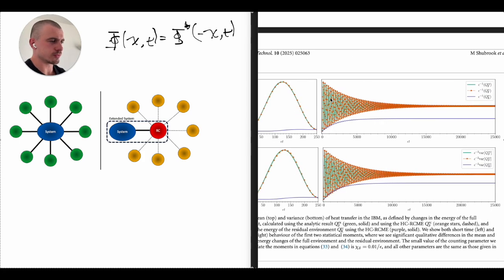So let's have a look at what's happening. Let's focus on the mean first. So the full bath definition seems to be oscillating quite heavily before it reaches some steady state value. And I think this is where the full bath definition of heat starts to break down, because, well, do we expect heat transfer to go in two directions, or do we expect it to sort of just monotonically increase to some steady state value? I think it's the latter, and that's what we see with the residual bath definition in purple here.